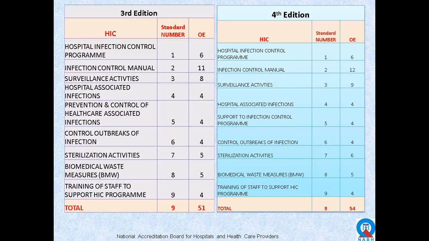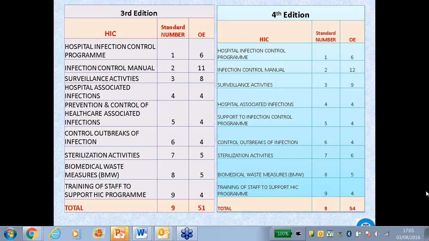Hospital infection control, previously we had about 9 standards and 51 objective elements. That has been slightly increased to 54 objective elements. So what was there previously as 9 standards remains, and the objective elements have gone to 54. Now, where the changes have been made: especially in the infection control manual, there is an objective element added. Then in surveillance activities and sterilization, there have been some changes in the objective elements, and an addition of an objective element.